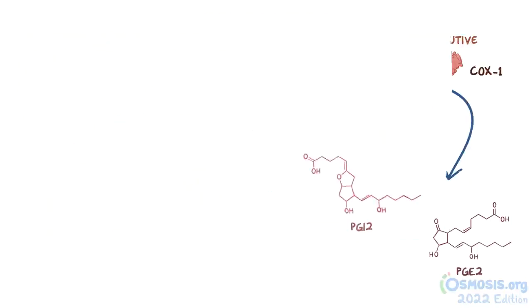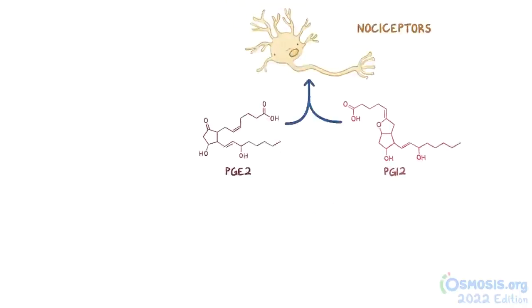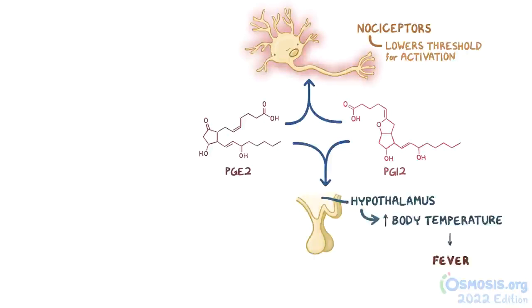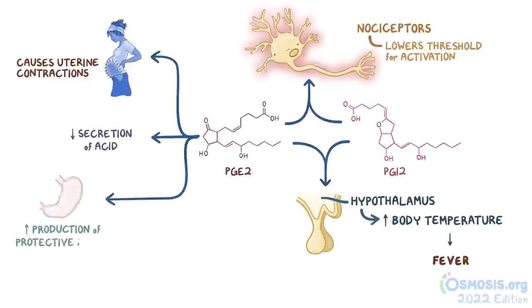They also act on neurons that detect pain, called nociceptors, and make them more sensitive to stimuli by lowering their threshold for activation. Finally, they stimulate the hypothalamus to increase the body temperature, causing fever. Prostaglandin E2 also has other effects like causing uterine contractions, decreasing the secretion of acid, and increasing the production of protective mucus in the stomach.